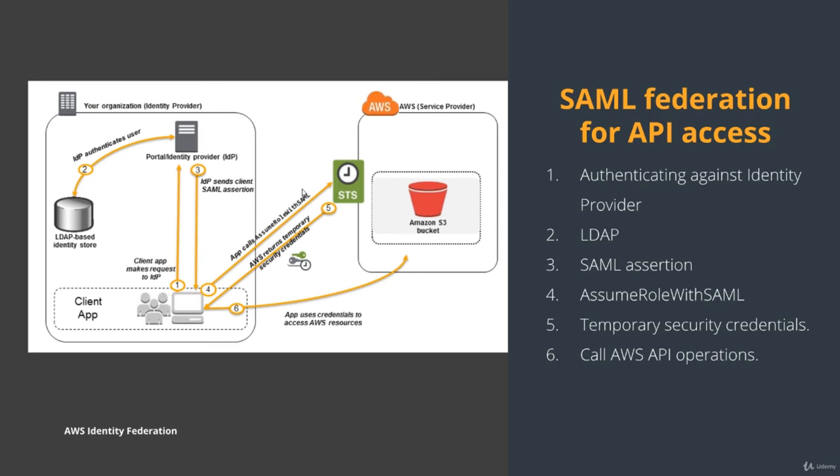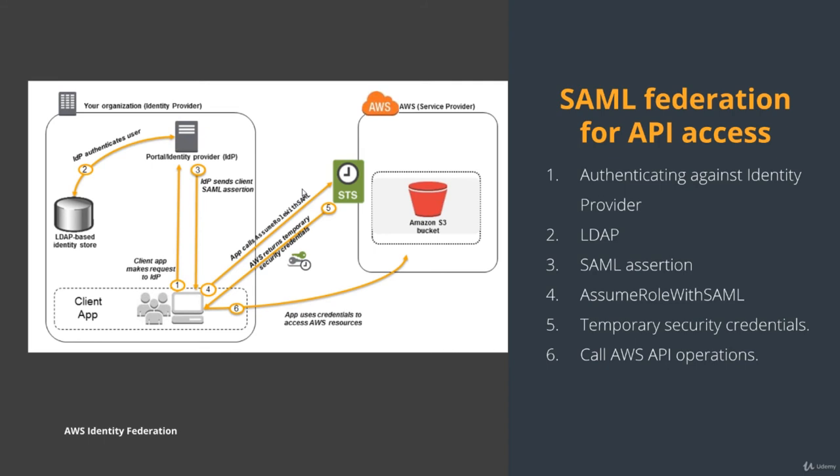The identity provider reaches to the LDAP identity store. The identity provider returns back a SAML assertion. The client app calls the STS action called AssumeRoleWithSAML, providing the SAML assertion from the identity provider as a parameter. The client also specifies the Amazon Resource Name of the IAM role to be assumed. STS responds with temporary security credentials.